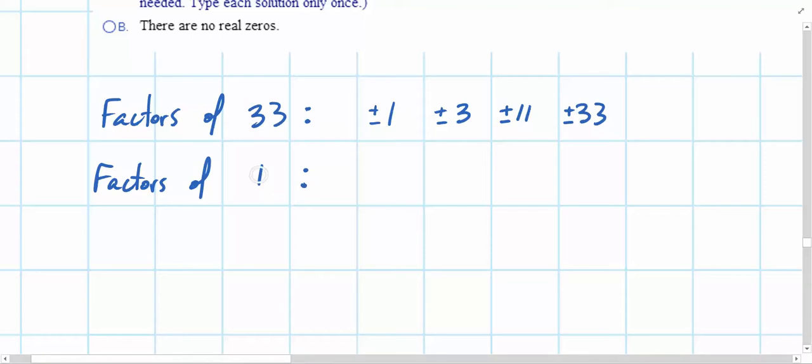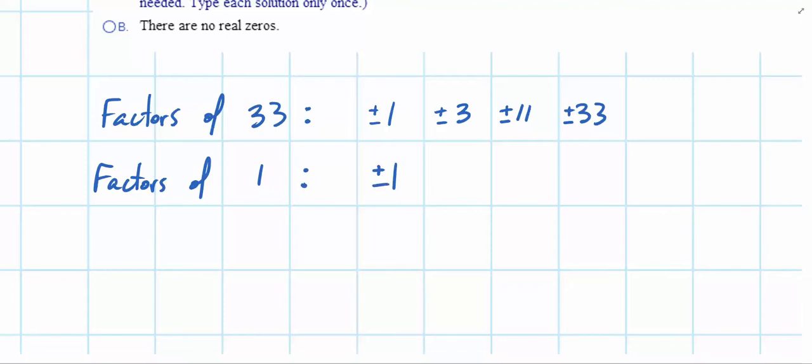Now for the number 1, this is really easy. The only number that divides 1 is 1, but we can't just leave it at that. We have to make sure that we indicate that both a positive 1 and a negative 1 can divide the number 1.